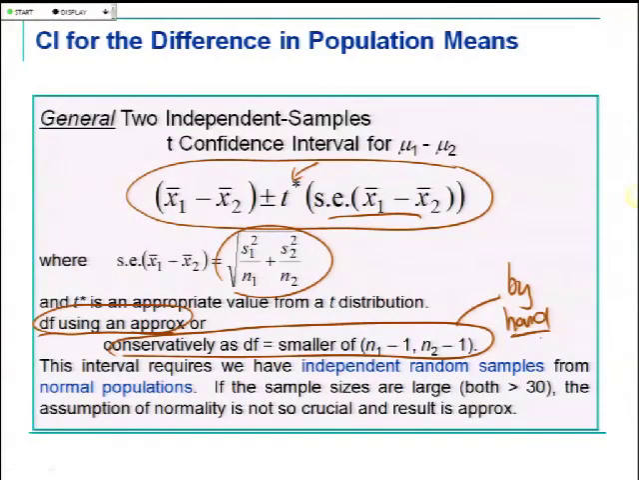Here's the checklist for what the interval requires. A little bit more. There are 2 conditions about the data.